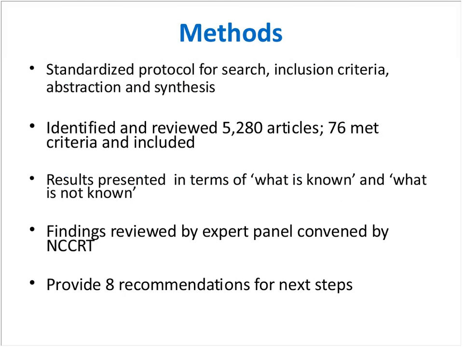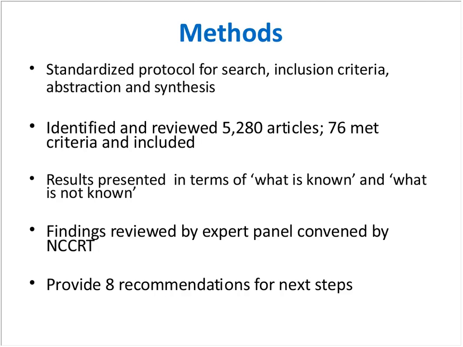So we used a standardized protocol to develop our search strategy, our inclusion criteria, and methods for data abstraction and synthesis. In total, we identified and reviewed over 5,000 articles, again, over the past 10 years. We ended up including 76 studies that met our criteria. These were included in the review. We decided to present the results in terms of what we know based on the evidence in the literature, again, and what is not known. Where are the gaps, or where is there insufficient or inadequate evidence to support some of these questions?